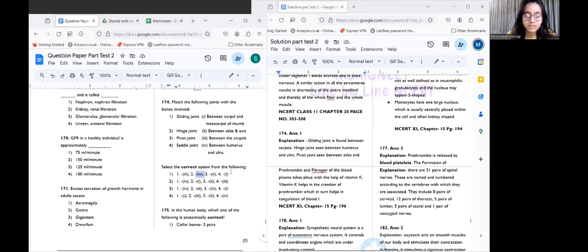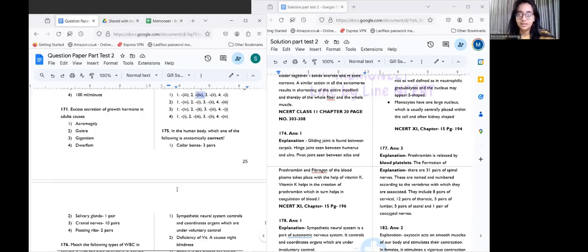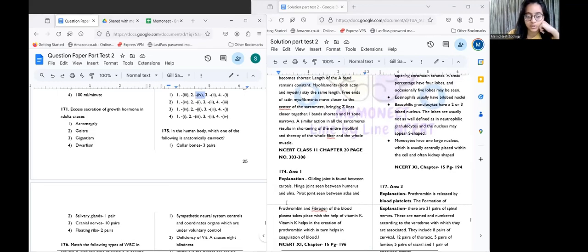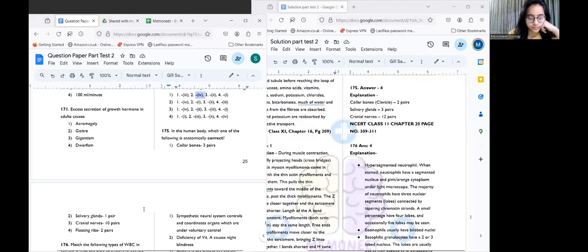Next, moving on to the human body, which of the following is anatomically correct? Collarbones, 3 pairs, is wrong because we have only one pair of collarbones, that is 2 clavicles. Salivary gland, 1 pair, is also wrong because we have 3 pairs of salivary glands. Cranial nerves, there are not 10, there are 12. And floating ribs, there are 2 pairs of floating ribs, right? So the answer is the 4th option.